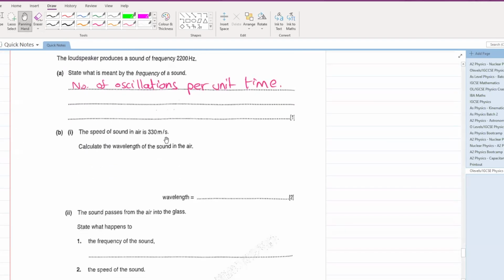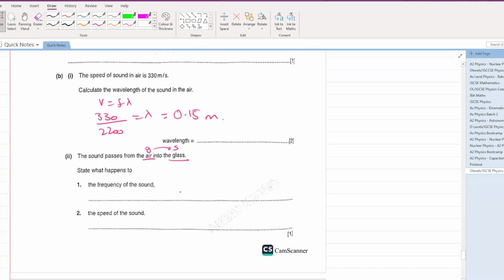The speed of sound in air is given, the frequency is given, you have to calculate lambda. V is equals to F lambda. 330 divided by the frequency, that is 2200, is equals to your lambda. Lambda comes out to be 0.15 meters. The sound passes from air into glass, from gas into solid. What will happen to the frequency of sound? It will remain same or unchanged. What will happen to the speed of sound? It decreases. Simple. Let's move on to the next part.